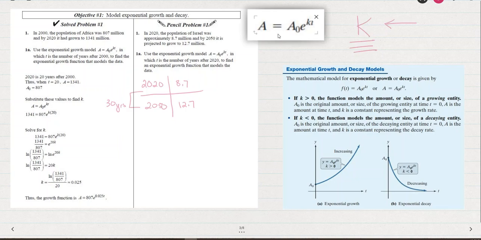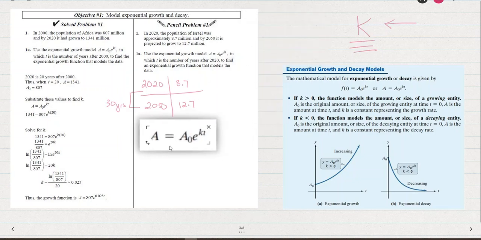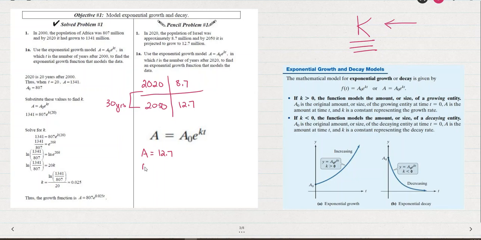We're going to start with our equation, and I'm going to recommend that every time you do this, that you actually write the equation, and then we're going to write what we know. We know that the future amount is 12.7. We know that the initial amount is 8.7, and we know that the number of years that passes, from 2020 to 2050, is 30 years. Now I can simply plug those values in.